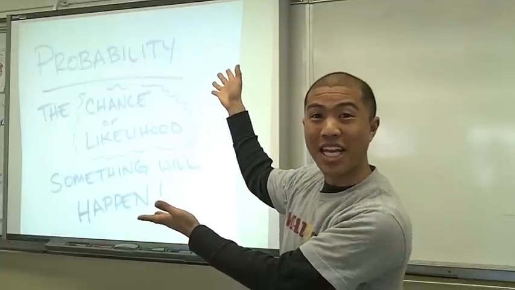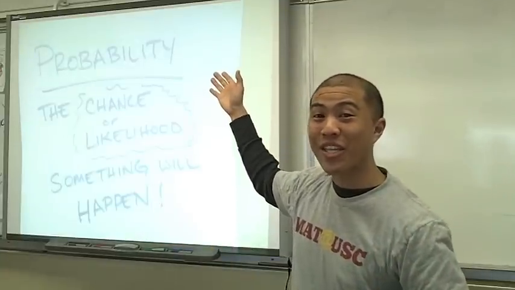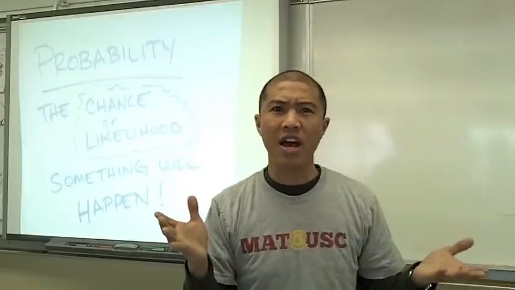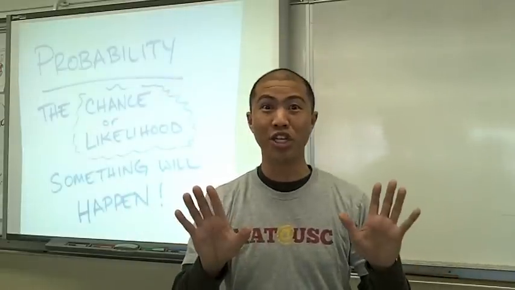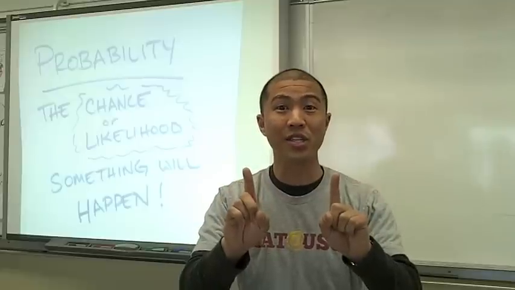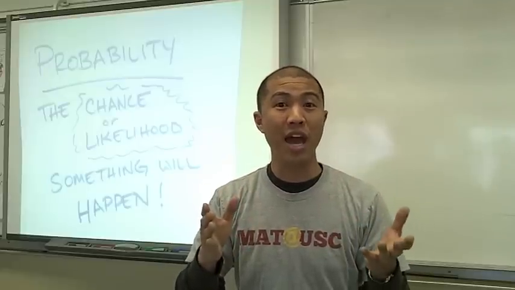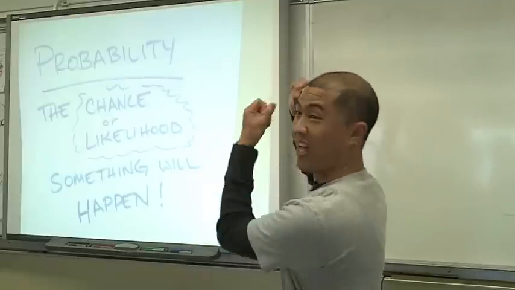So probability is the chance or likelihood that something is going to happen. Like, what are the odds that an elephant's going to show up in this room? Not very likely. Okay, good. Just checking. So when we're doing some calculations, we want to go ahead and figure out how we do that and write that for our equations.